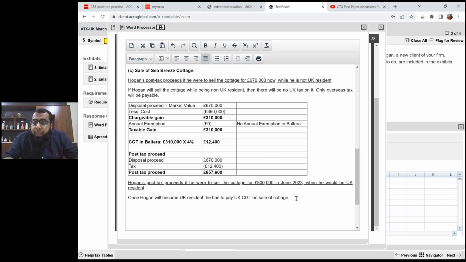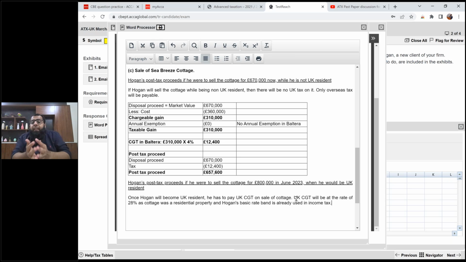UK CGT will be at the rate of 28% as the cottage was a residential property, and Hogan is a higher rate taxpayer, as Hogan's basic rate band is already used in income tax.